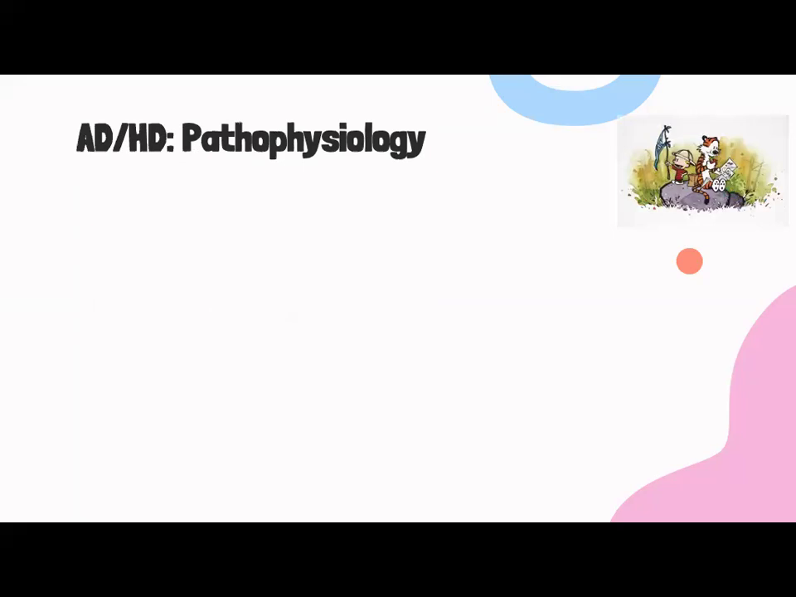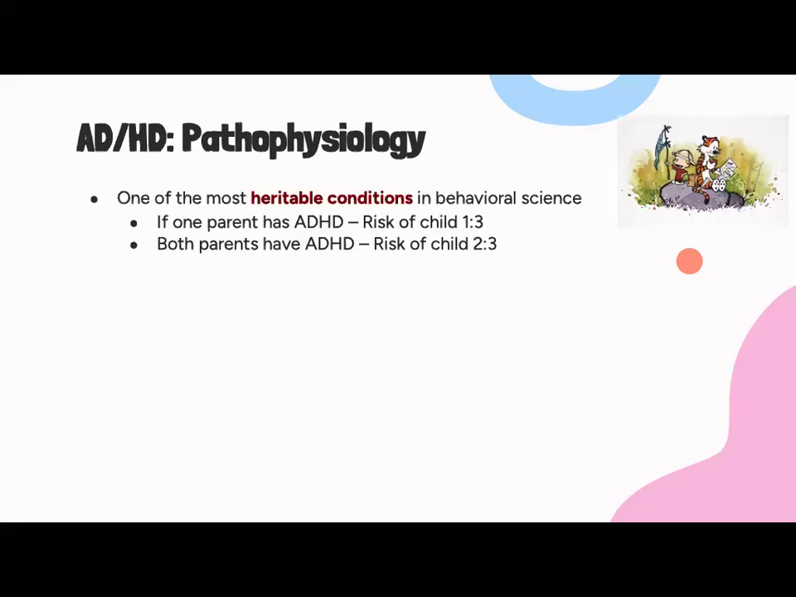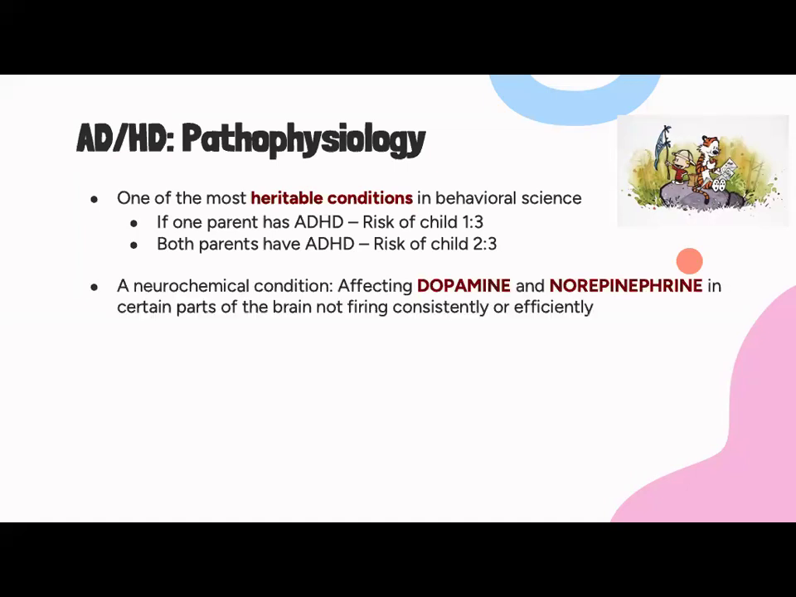So if you are seeing patients with depression or anxiety, some of them might also have ADHD underlying. So let's just look a little bit at understanding the pathophysiology. It's important to understand that it's a heritable condition. If one parent has it, there's a risk of a child having it of 1 in 3. If both parents have it, a risk of as much as 2 in 3. And it's a neurochemical condition.